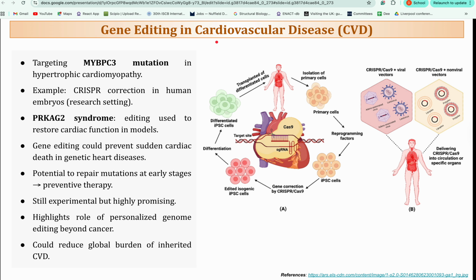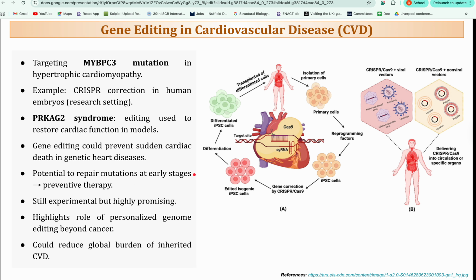Okay, then comes gene editing in the cardiovascular diseases. So targeting the PC3 mutation in the hypertrophic cardiomyopathy, which is the example of the CRISPR correction in human embryos. PRKAG2 syndrome editing used to restore the cardiac function in the models. Gene editing could prevent the sudden cardiac deaths in the genetic heart diseases. It has the potential to repair the mutations at the early stages. So that side comes under preventive therapy.